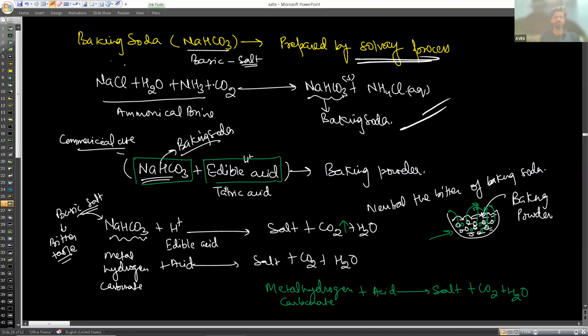Only the equation: NaCl plus water plus ammonia, that is ammonical brine. Done? Now, this is the preparation of baking soda. Baking soda is only sodium hydrogen carbonate. NaHCO3 is baking soda. This is only baking soda.